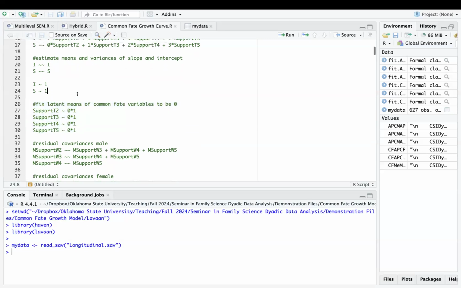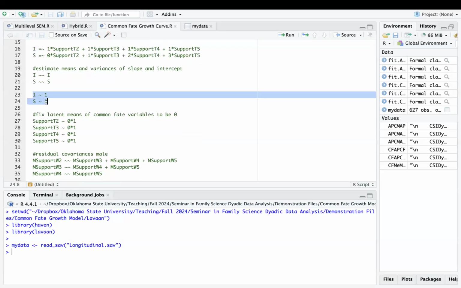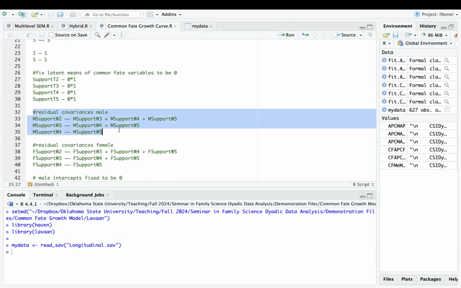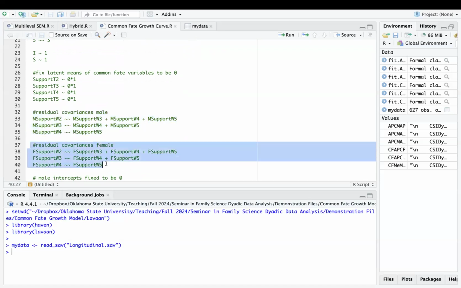The way you do that in lavaan is, up here you saw I tilde 1 to represent a mean. We do the same thing down here with our latent variable, but we put a 0 in front of that 1, and that tells lavaan to constrain that mean to be 0. Just like the traditional common fate model, we are correlating the residuals of all the male variables together, and the residuals of all the female variables together.